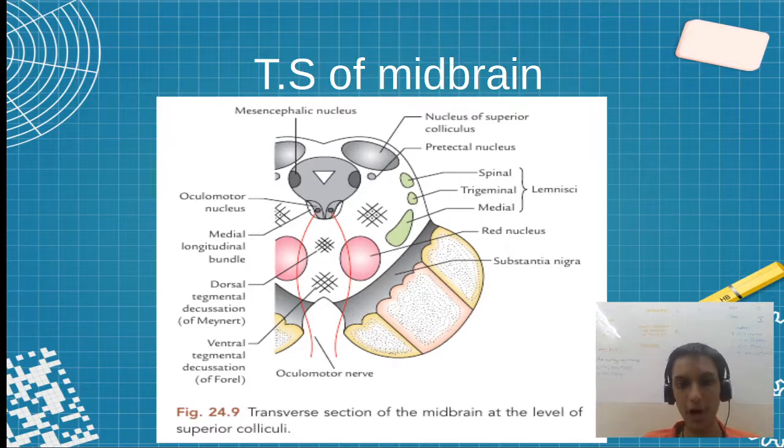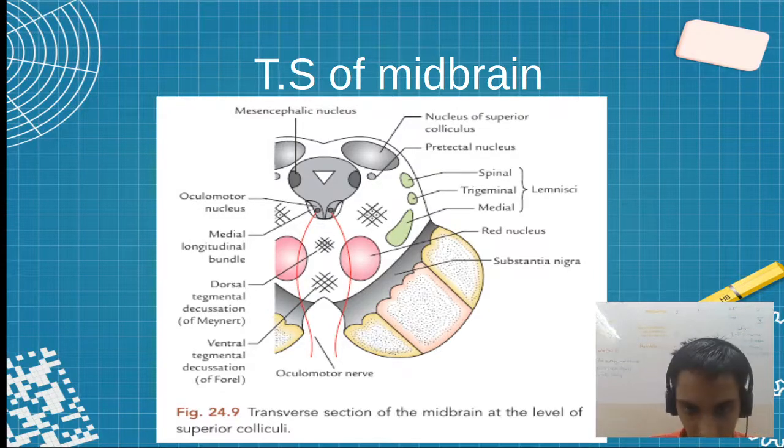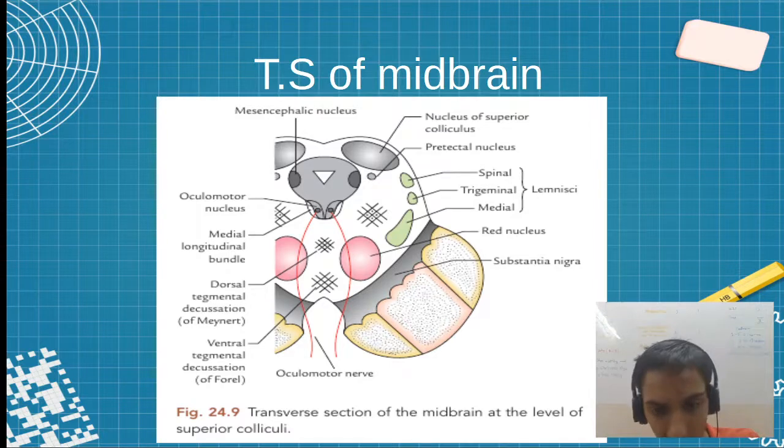So I'll repeat the points. The first difference: here oculomotor nerve, there trochlear nerve. Second difference: there is no lateral lemnisci here, but it is present there in the inferior. Okay. And red nucleus only in superior colliculus. Then decussations: there only one, that was superior cerebellar peduncle. Here two decussations. Dorsal as in Maynert, ventral as in Forel. Okay.